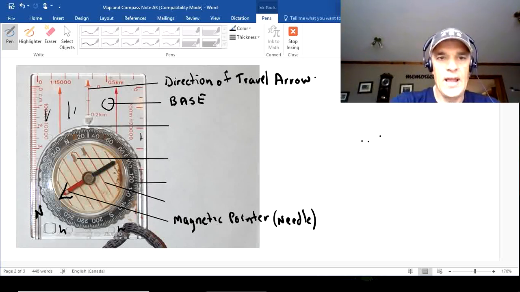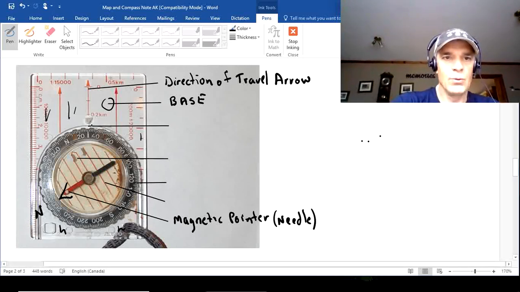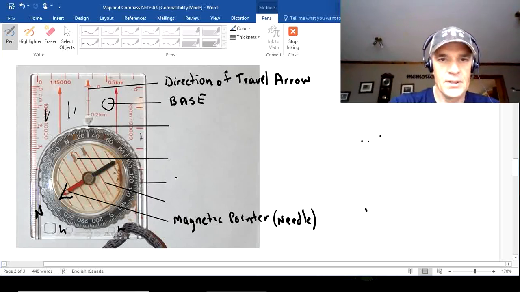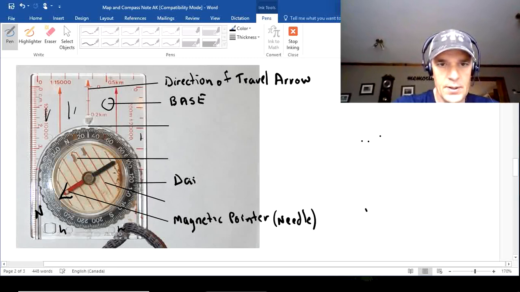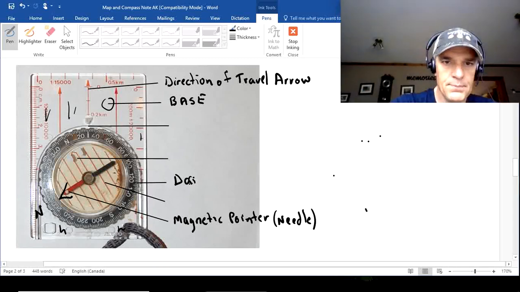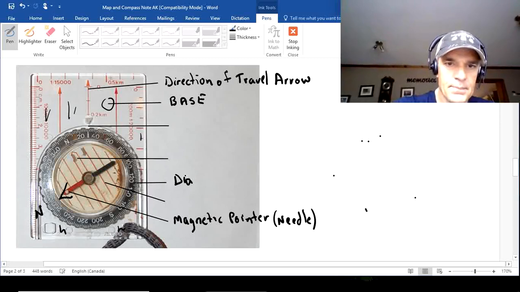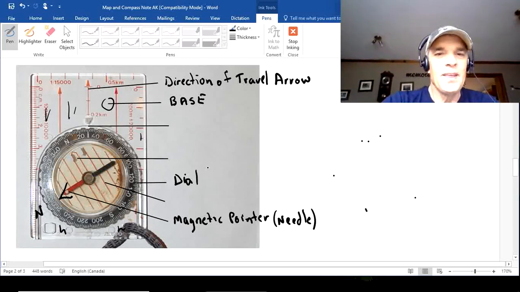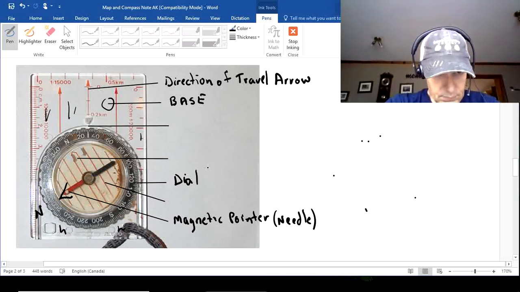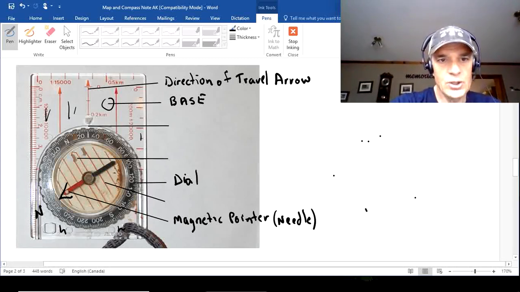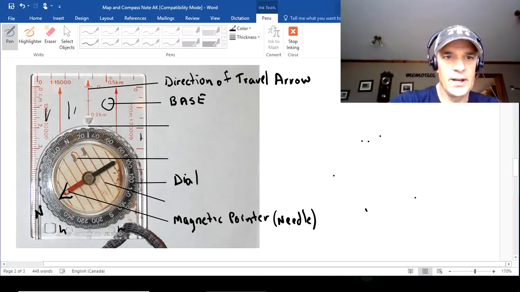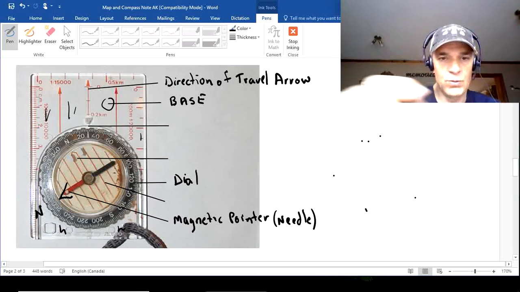All right. Now we have something here that rotates around, and we call this the dial. Okay. So this is our dial right here. Oops, silly me. Let's see if the eraser will work here. Yep. Back to pen. Did it again. Dial. Okay. The dial, D-I-A-L. And it will rotate around, and it also has numbers from 0 to 360, or N, which is 0, and 360, all the way around. You can see them as they go around the compass here. Hopefully you can see it in the video.